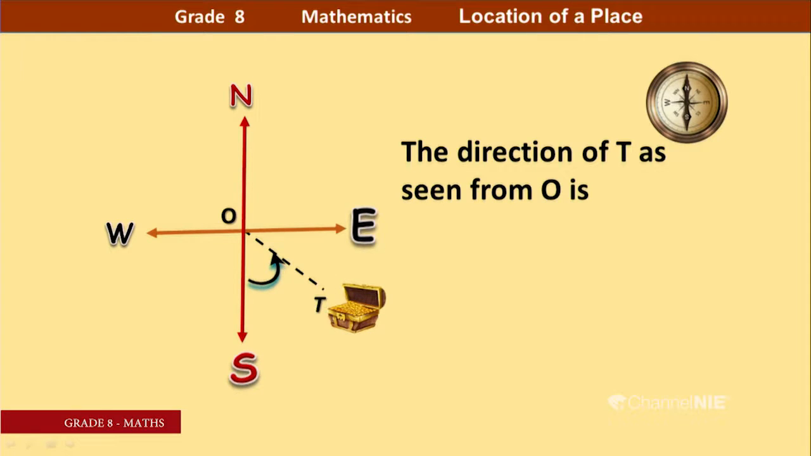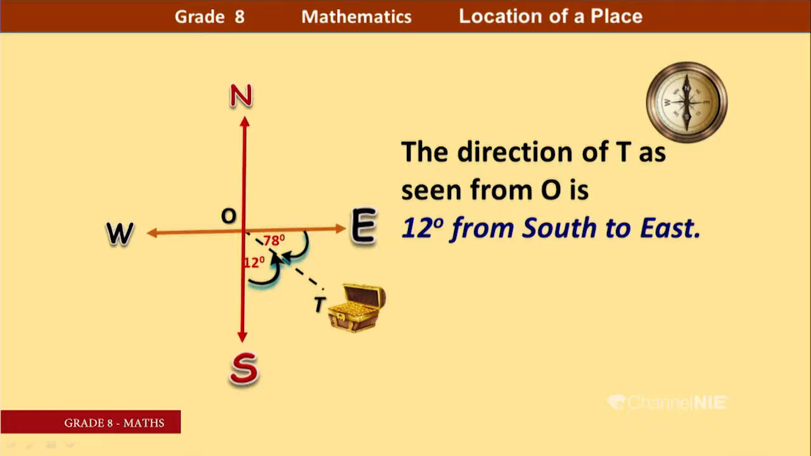It's exactly between south and east. You could measure two angles. So, here also again one angle from east, the other angle from south. Which one is the correct one? Yes. Priority is given to south. Start the angle from the south, that is 12 degrees. So, the direction of T as seen from O is 12 degrees from south to east. Good.